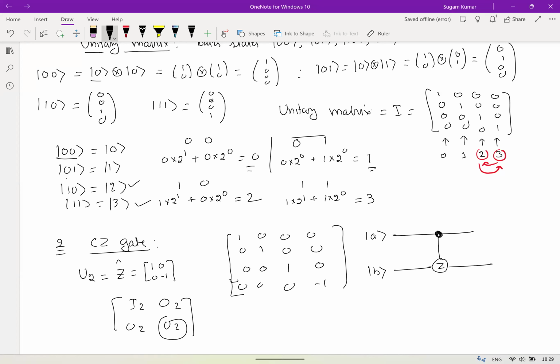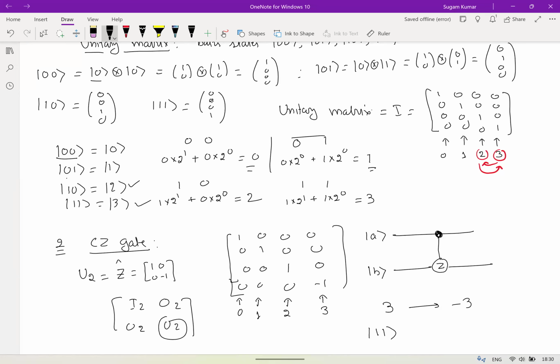So what is it doing? It will simply change. Look here. This is the 0 based column. This is the 1 column corresponding to 1, and the third, and like this way. So what this does is simply make 3 to -3, correct?